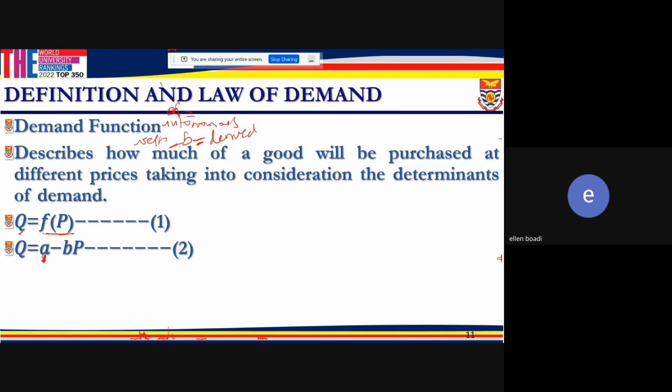What does it mean? When we say autonomous demand, what does it mean? When you say something is autonomous, what does it mean? Please speak up so that I will be able to hear. When someone is autonomous, what does it mean?